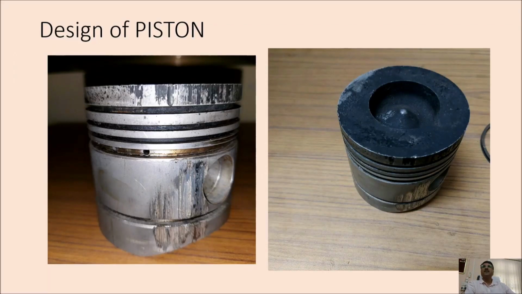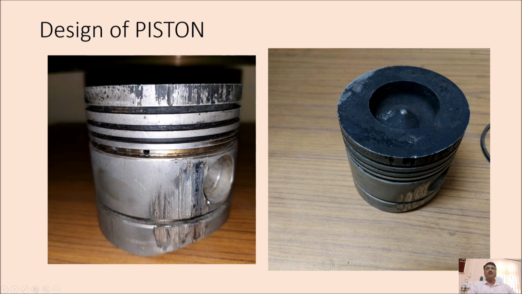Today we are going to see the design of piston. Here a photograph of the piston is shown. Its different parts are: this is the top land, this is the ring section, and below the ring section is the skirt.